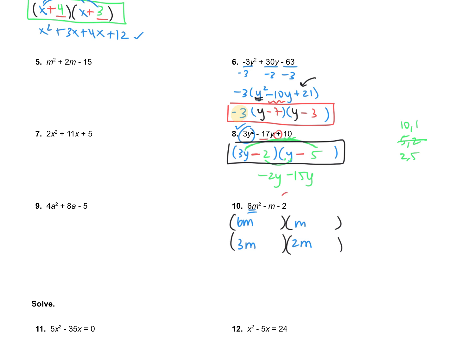Now, if we have a negative 2, what does that mean about our two numbers? What does it mean about the signs? They're different, right? One positive, one negative. Again, it could be positive, negative, or it could be the other way also, right? It could be 6m negative, m positive. Same thing, it could be positive, negative, or it could be 3m subtract and 2m add. So there's a whole bunch of possibilities that we're going to have to consider.